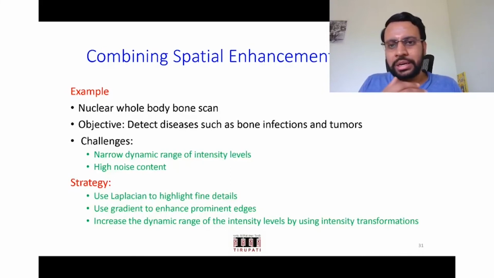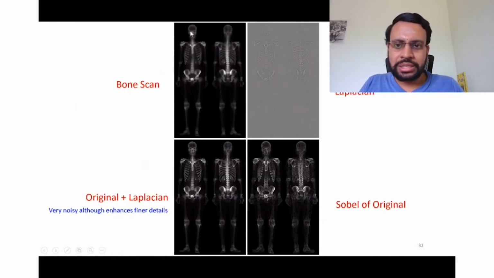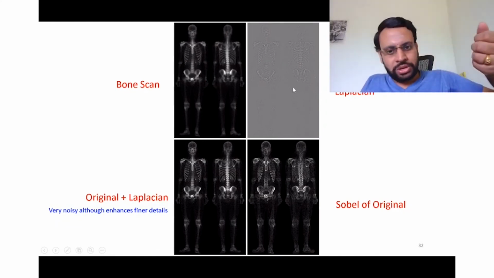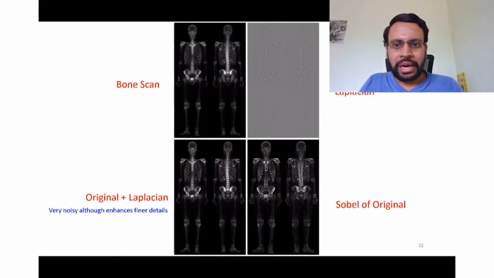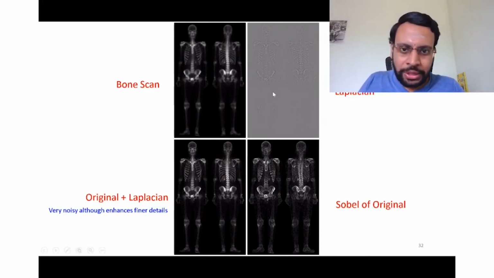What are the typical issues that you would get in the raw image that you would be getting out of your scanner? You will have, in the first place, a narrow dynamic range, and then the noise content is very high. So to deal with them, this is the bone scan that you are going to get. Now you compute a Laplacian, and of course after computing the Laplacian you scale it to 0 to 255 as well, and then you add both, these two images.